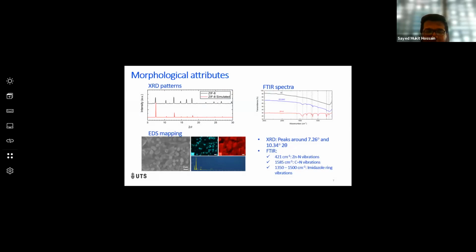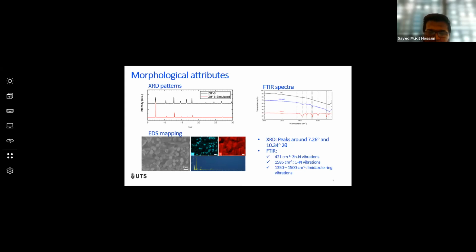You can see the dominant XRD peaks around 7.26 degree and 10.34 degree 2 theta. And the dominant FTIR peaks are around 421 centimeter inverse, which is for zinc and nitrogen vibrations, and within the range of 1350 to 1500 centimeter inverse is for the imidazole ring vibrations. So it's obvious that ZIF-8 was formed on our electrode.